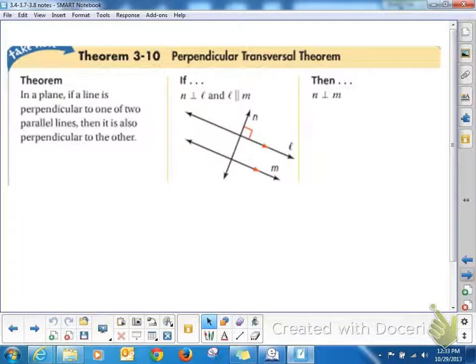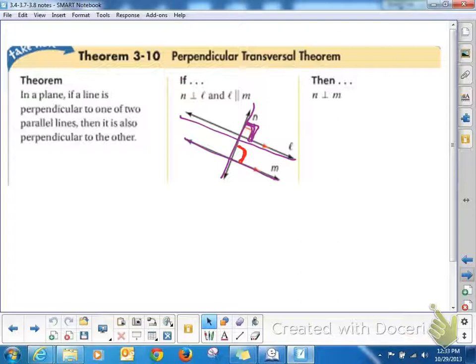Here's another theorem, perpendicular transversal theorem. In a plane, if a line is perpendicular to one of two parallel lines, then it's also perpendicular to the other. So this transversal, N, is perpendicular to line L, and L is parallel to line M. Well, if N cuts L at a 90-degree angle, and these are both parallel, then we could easily prove that because the lines are parallel, their corresponding angles are congruent, and therefore N is also perpendicular to M.